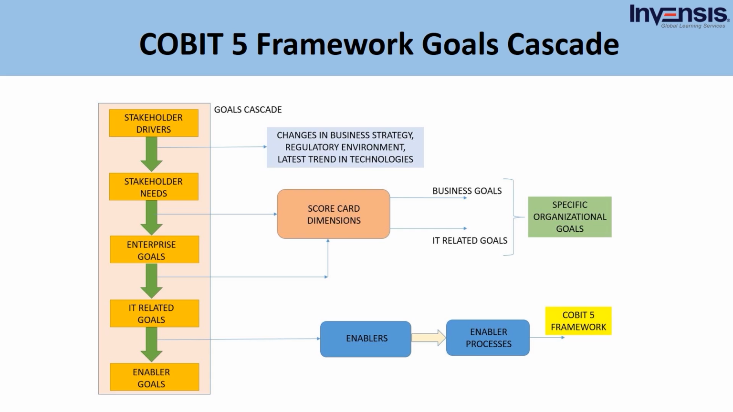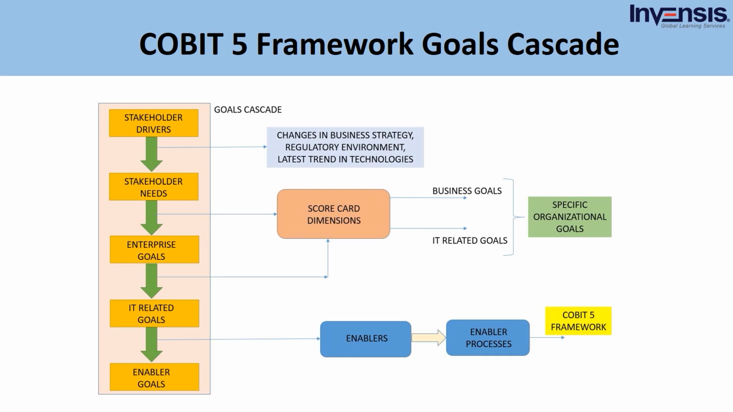Step 3. Generally, enterprise goals can only be achieved if the IT-related goals are met. In the goals cascade, each of the 17 enterprise goals is linked to many relevant IT-related goals. There are 17 IT-related goals, and they are also organized into the 4 balanced scorecard dimensions.